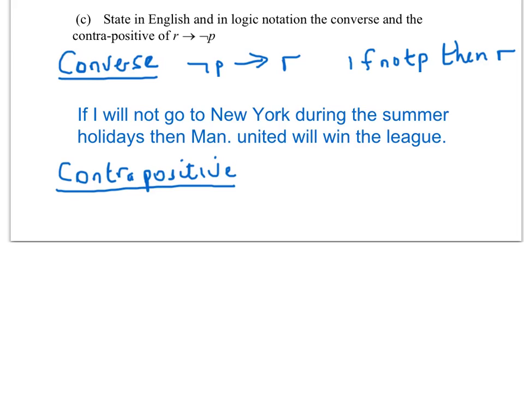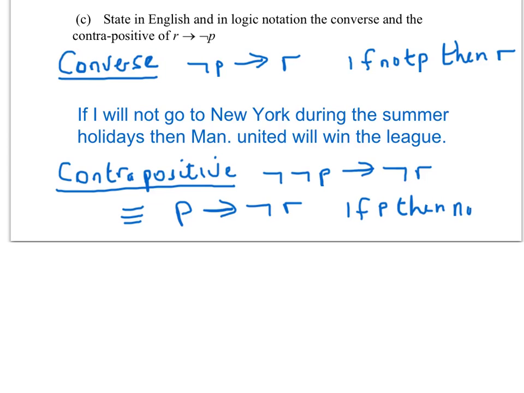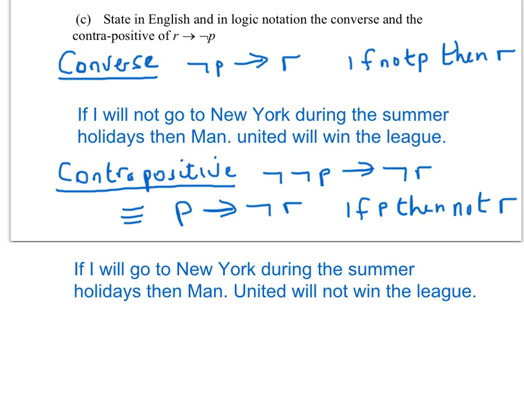The contrapositive of this statement is going to be not P implies not R. When there are two nots coming together, they cancel each other out. So that's the same thing as P implies not R. And if I was to write that in English, it would read: if P, then not R. Or filling out the full English form: if I will go to New York during the summer holidays, then Man United will not win the league.